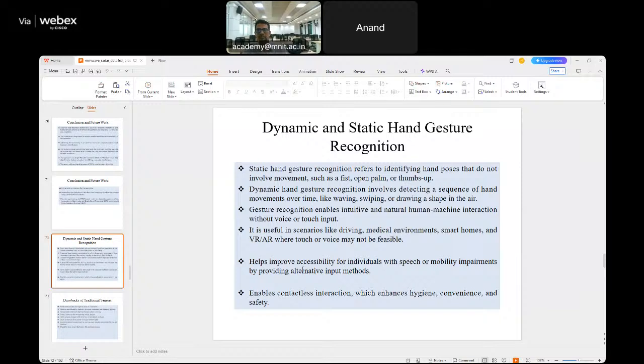So what is its main role? It helps improve accessibility for individuals with a speech or mobility impairment by providing alternative input methods. So it helps those people having the speech impairment problem or mobility impairment problem. It enables contactless interaction, which enhances hygiene, convenience, and safety.